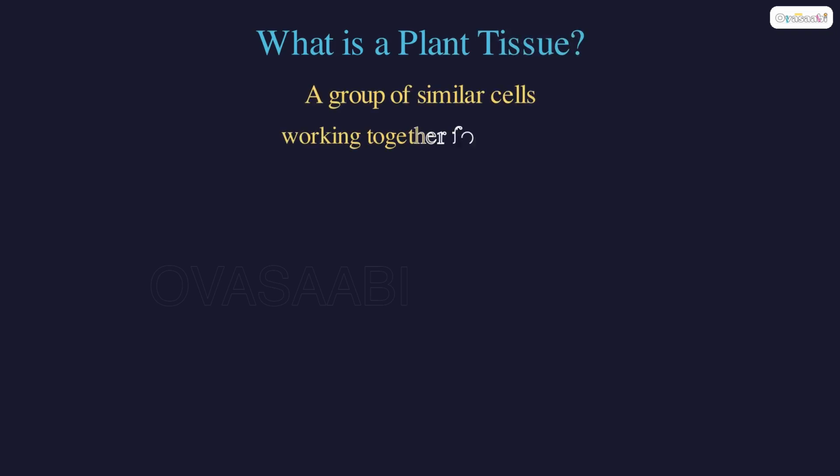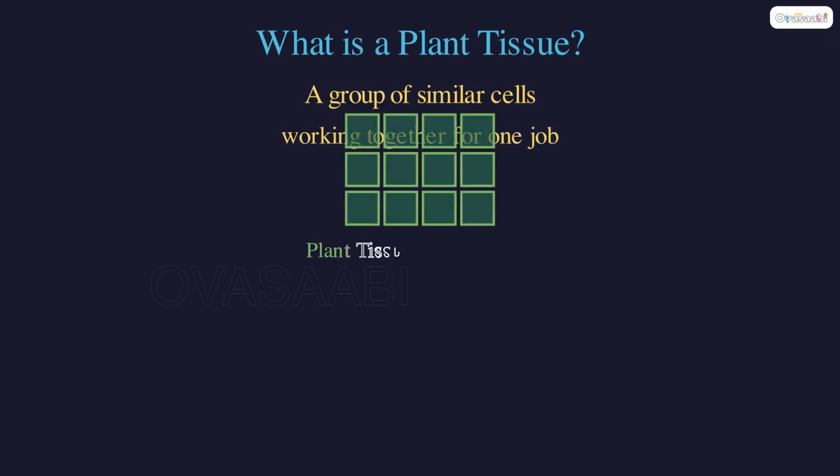A plant tissue is a group of similar cells that work together to do one job. Just like footballers in a team, each tissue has a special role to play.